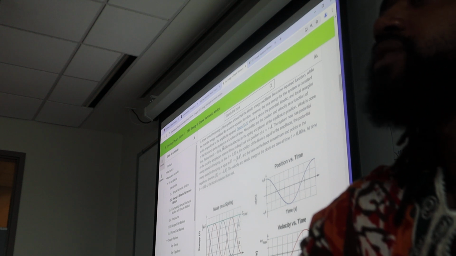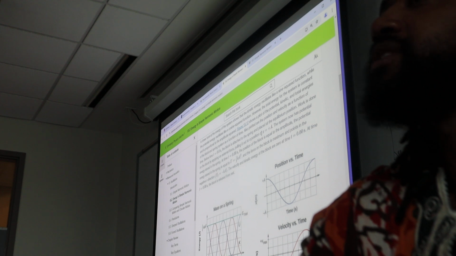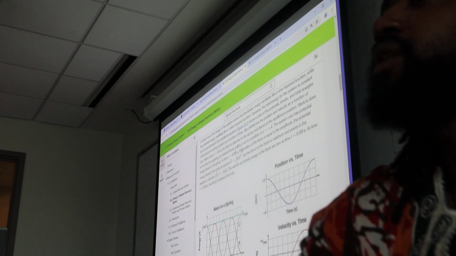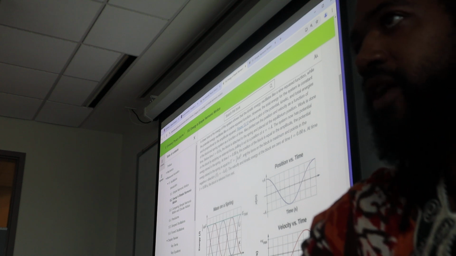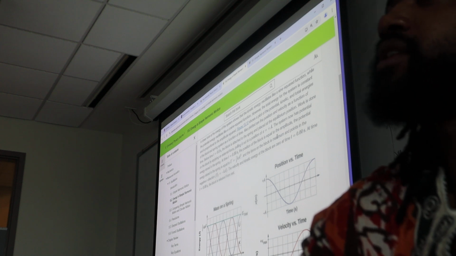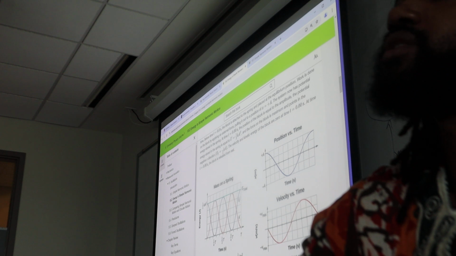Before time of 0, the block is attached to the spring and placed at the equilibrium position. Work is done on the block by applying an external force, pulling it out to a position of x equals positive A. The system now has potential energy stored in the spring at time equals 0. The position of the block is equal to the amplitude. The potential energy stored in the spring is equal to U equals 1/2 kA squared. And the force on the block is maximum and points in the negative direction.